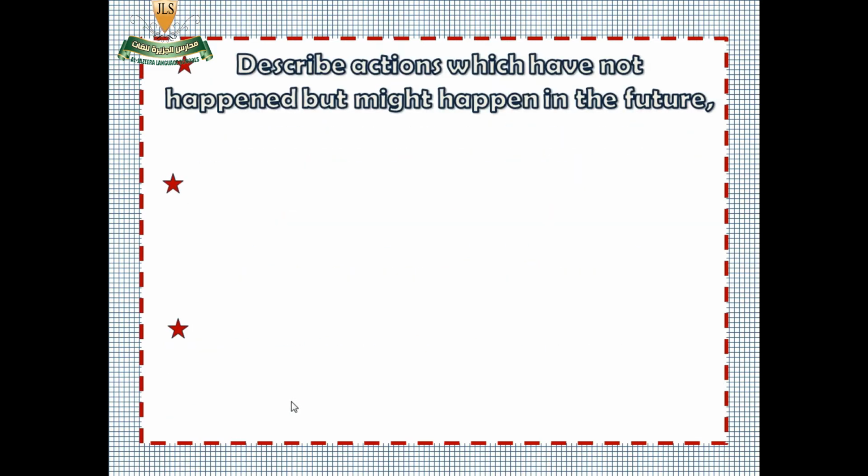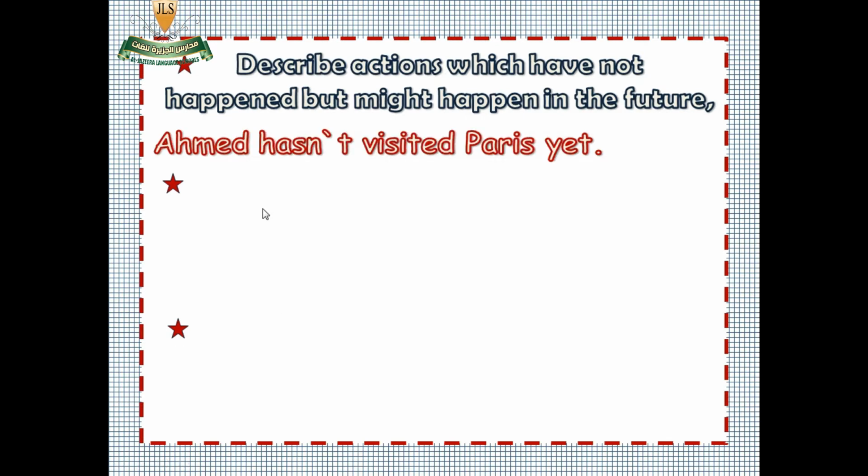And I use it to describe actions which have not happened but might happen in the future, which didn't happen but might happen in the future. For example, Ahmed hasn't visited Paris yet. And when I use not in the present perfect tense, I also use yet at the end of the sentence.